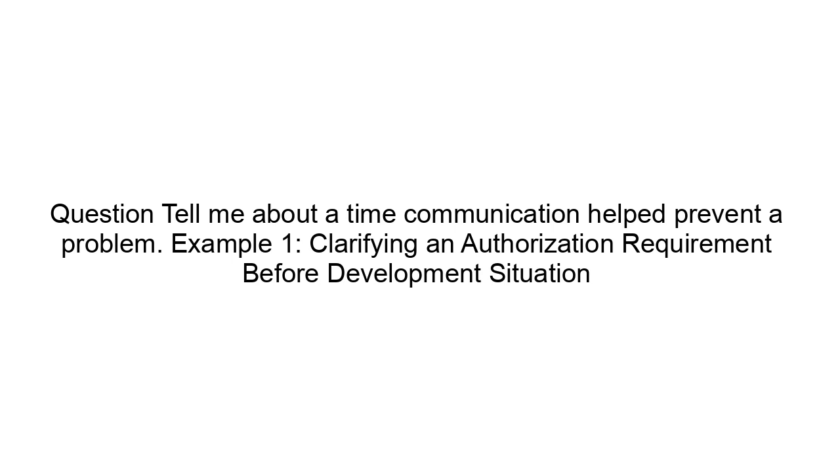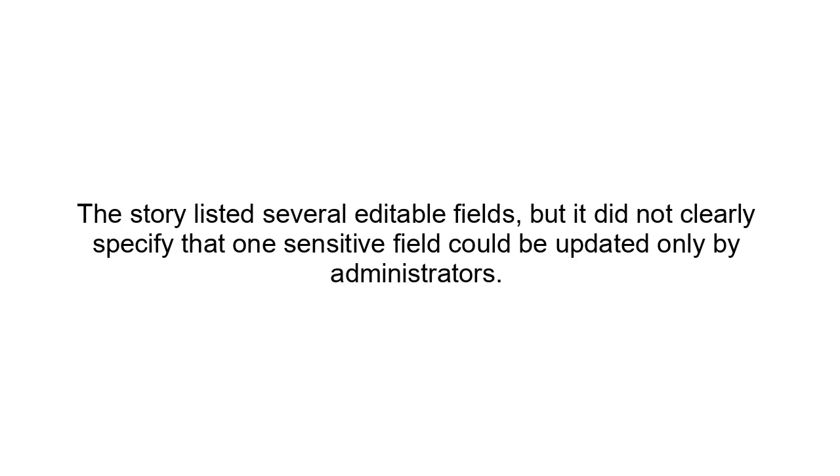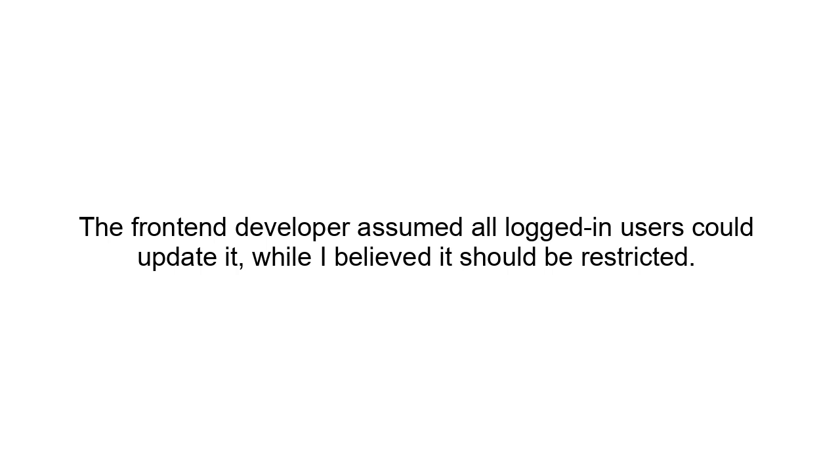Example 1. Clarifying an authorization requirement before development. Situation: in one sprint, our team was building a customer profile update feature. The story listed several editable fields, but it did not clearly specify that one sensitive field could be updated only by administrators. The front-end developer assumed all logged-in users could update it, while I believed it should be restricted.